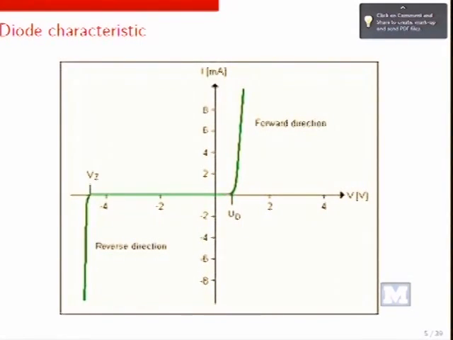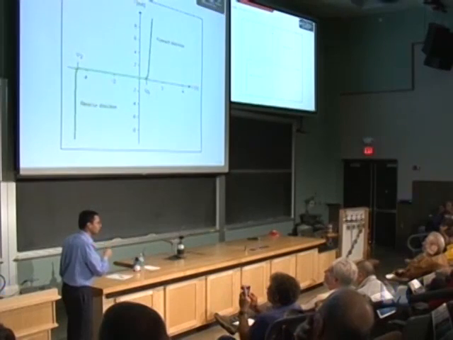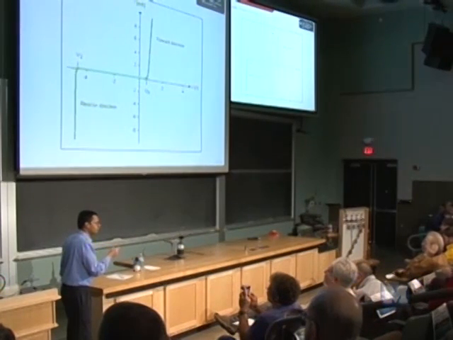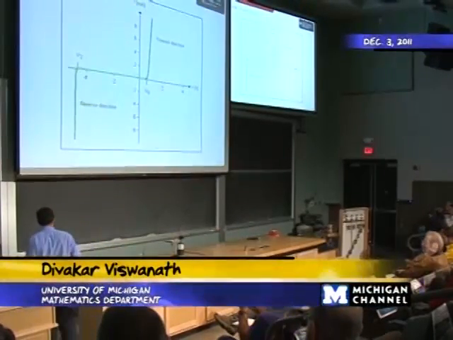But in the forward direction, as you increase the voltage, the current increases faster and faster. In the reverse direction, there's hardly any current. There's actually a tiny amount of reverse current, but you can't see it in this picture. So the important property of a diode is that it lets current go through in one direction, but not in the other direction.